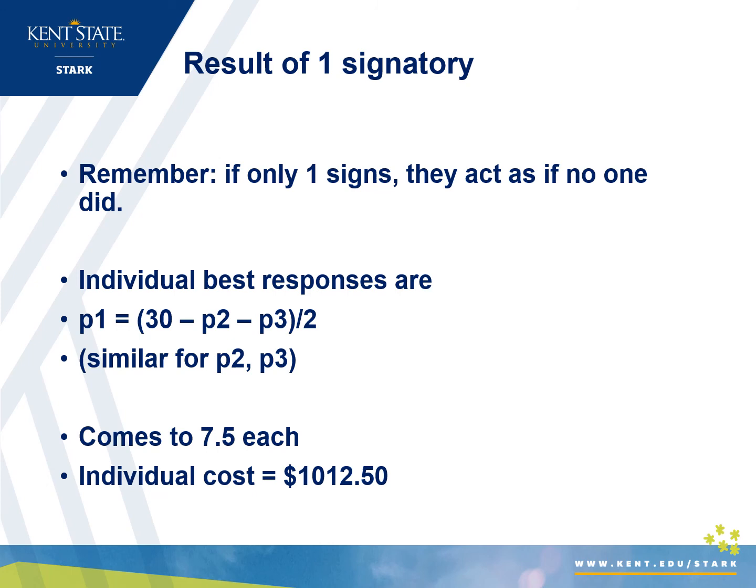It turns out the individual best responses in this case are given by this formula. What player 1 decides to do in terms of its pollution is 30 minus player 2 minus player 3, and then we divide that by 2. And we get a very similar outcome for both player 2 and player 3 as well. So when you have the system of 3 equations, what you find out is that they will each pollute 7.5 units. So we have an individual cost then of $1,012.50 in this case.